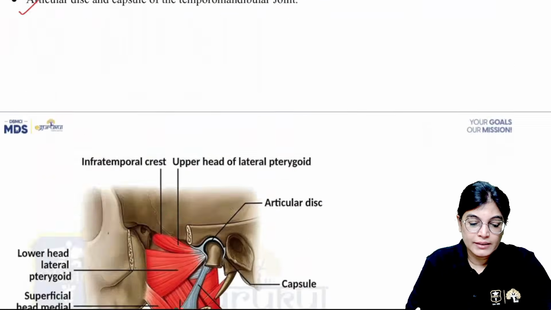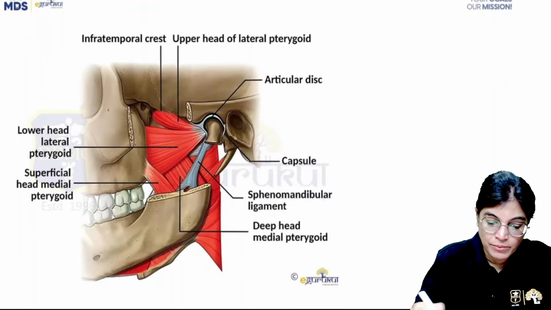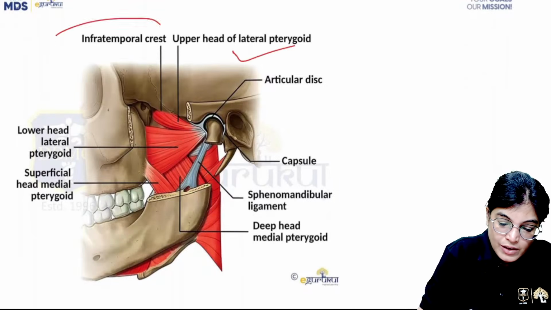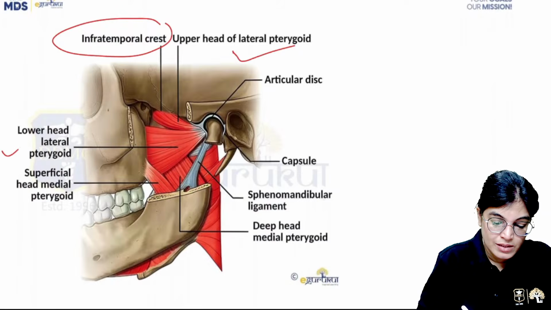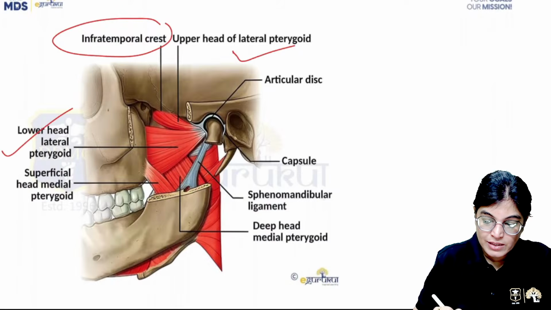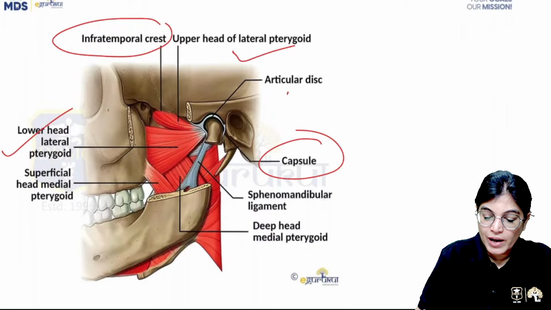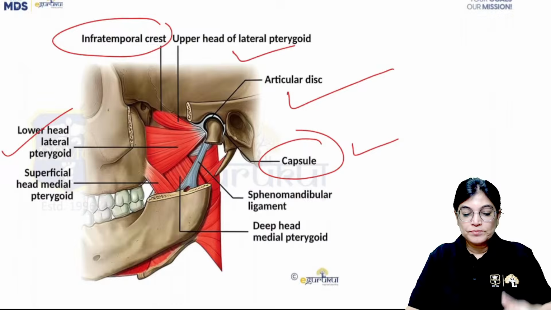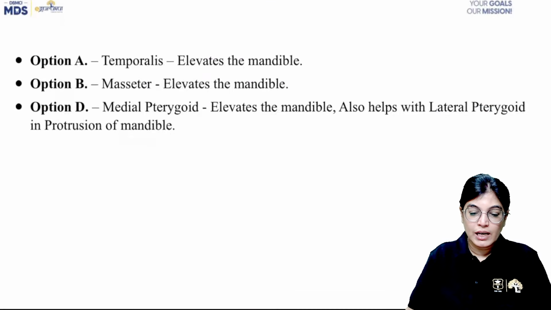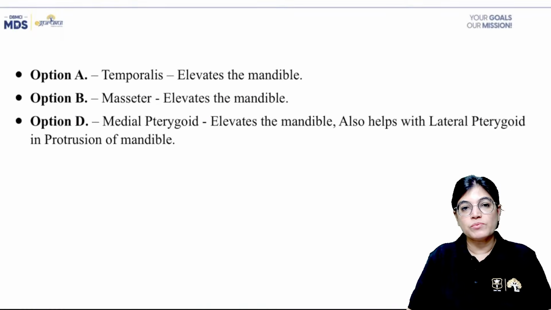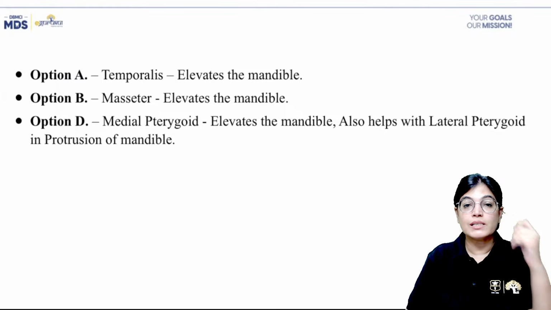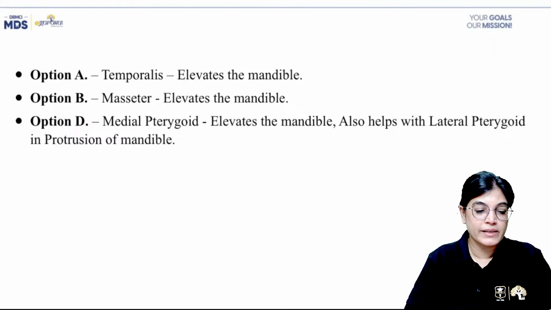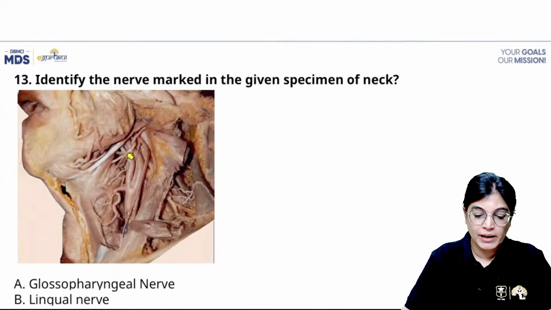Here we have an image where we can see both the heads. This is the upper head of lateral pterygoid, which arises from the infratemporal crest. This is the lower head arising from the lateral pterygoid plate and inserting in the fibrous capsule, articular disc and pterygoid fovea of TM joint. All the other options provided cause elevation of mandible: temporalis, masseter and medial pterygoid.